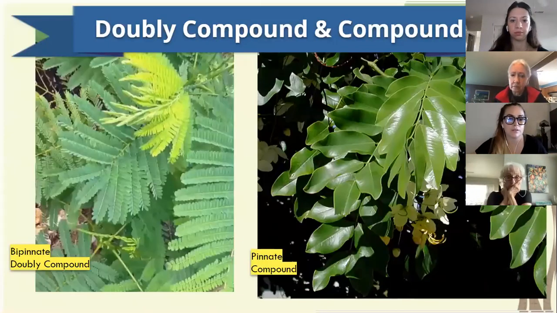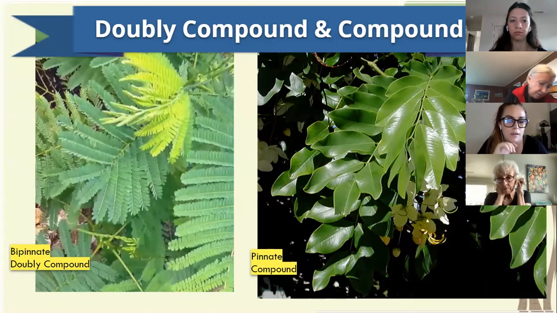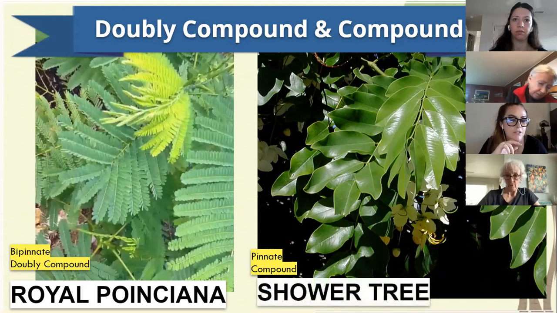I'll come a little bit closer to these. On the left, now we have the doubly compound, which is really feather-like, and then the compound leaves on the right. Does anybody have an idea just from these leaves what trees these might be? The right might be easier because we see them all over town. Really droopy leaves. Yeah, Francisco says poinsettia. That is the doubly compound. So if you go ahead and do a quick reveal, the royal poinciana, and the one on the right is actually a shower tree.